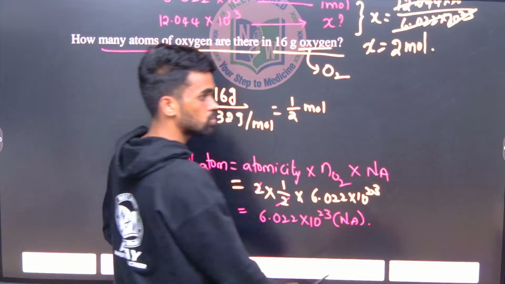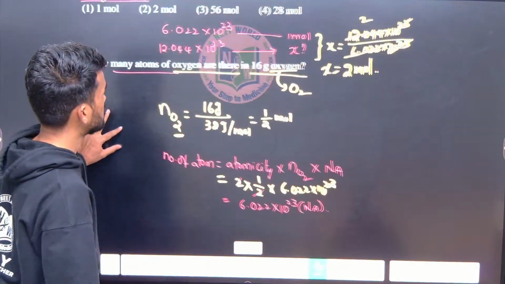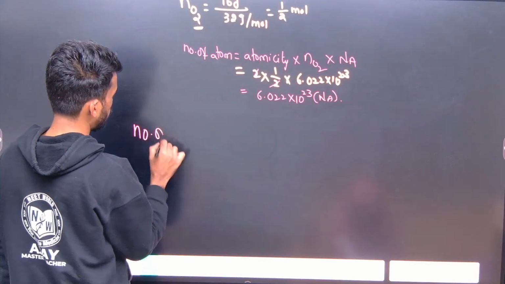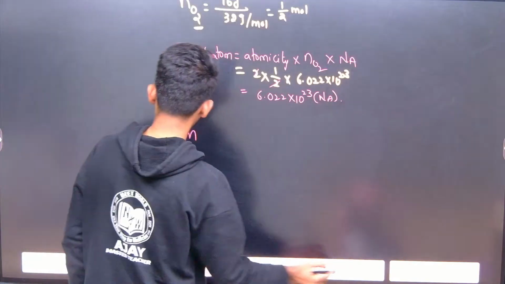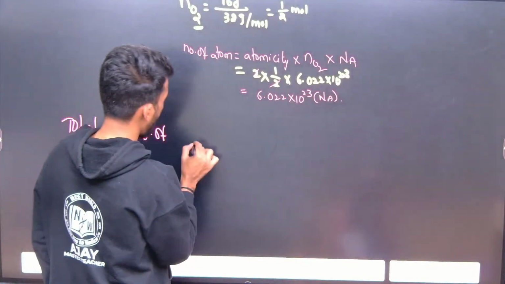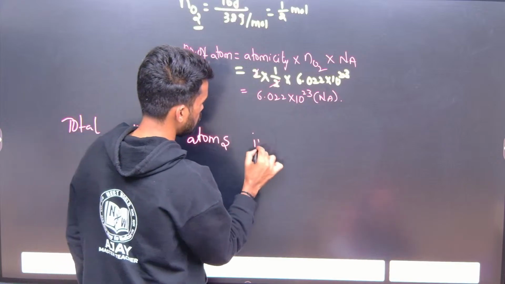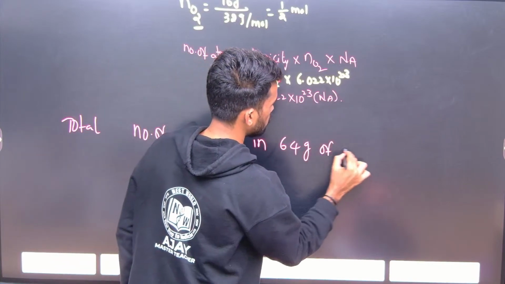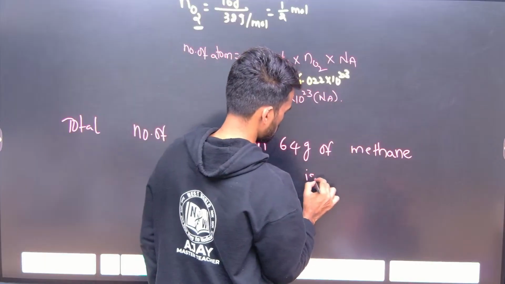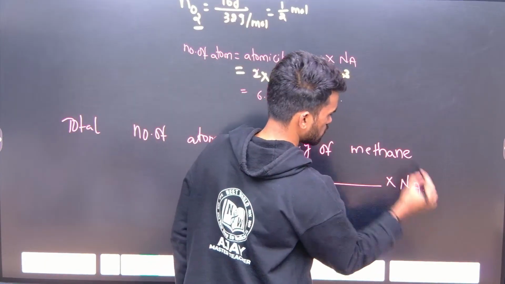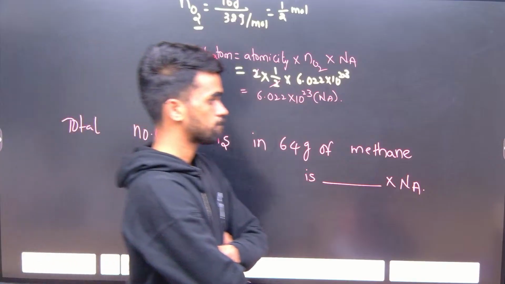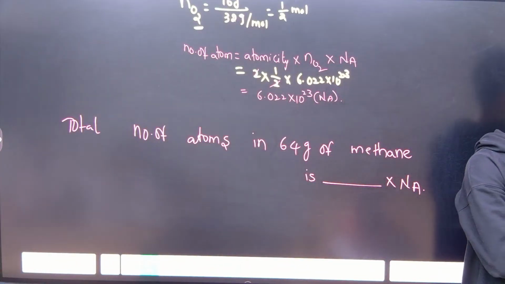Right? So next, what we can discuss next: just tell me, the total number of atoms in 64 grams of methane is dash times NA. So you can try this.